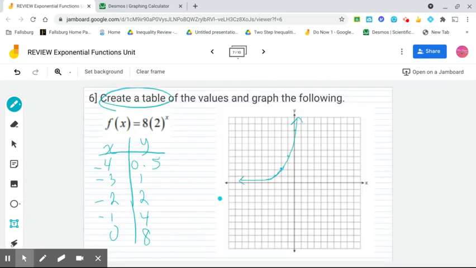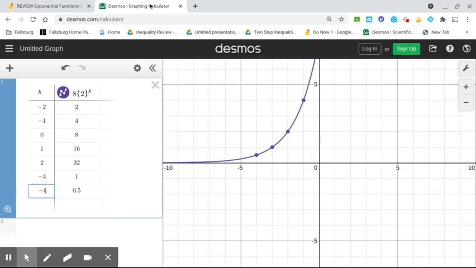So this is what you should have on here to get full credit. Copy the table, plot some points, and then draw the graph as accurately as possible. I know it's not going to be perfect. This is most certainly not, but it's close to what this looks like.